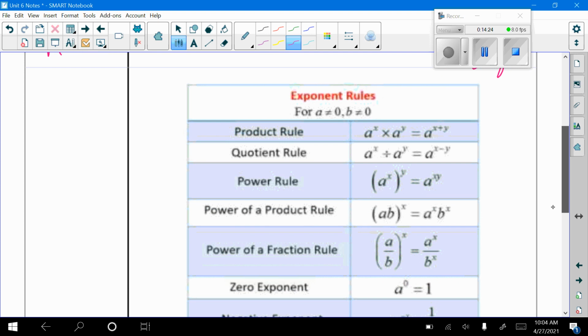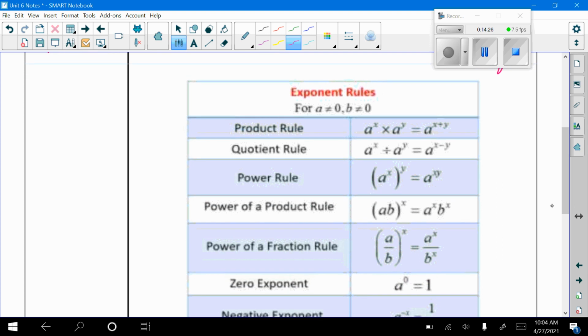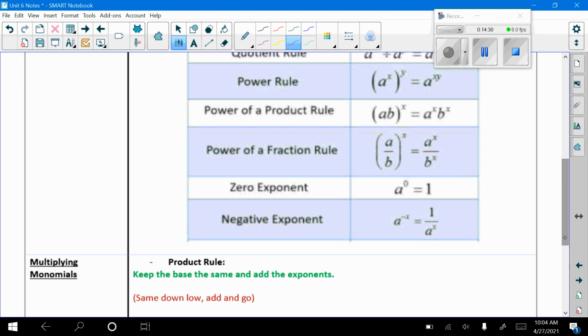Okay. At this point, we have done the 0 exponent. And we know that the 0 exponent means any value to the 0 power equals 1, right? Now we're going to get into the product rule, which is the first one.